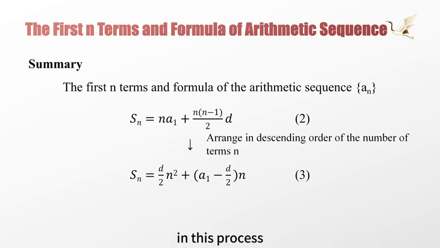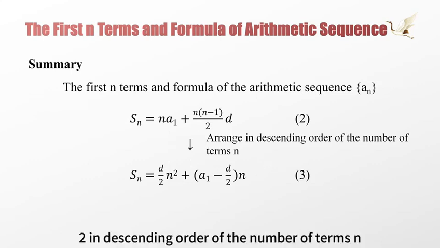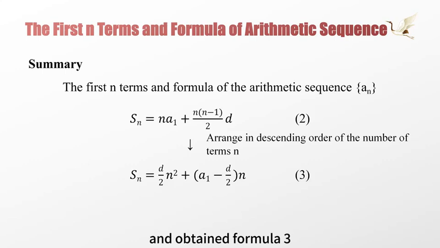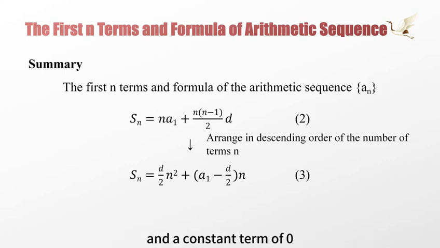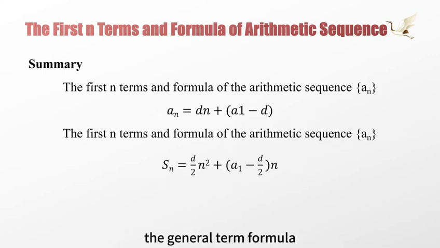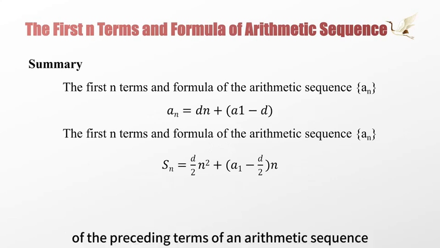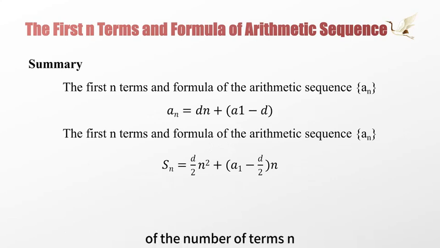In this process, we arranged Formula 2 in descending order of the number of terms n, and obtained Formula 3, a quadratic function of n with a constant term of 0 when d is not equal to 0. The general term formula and the sum formula of the first n terms of an arithmetic sequence can both be regarded as functions of the number of terms n. Using the properties of functions to study the properties of sequences reflects the idea of functions.